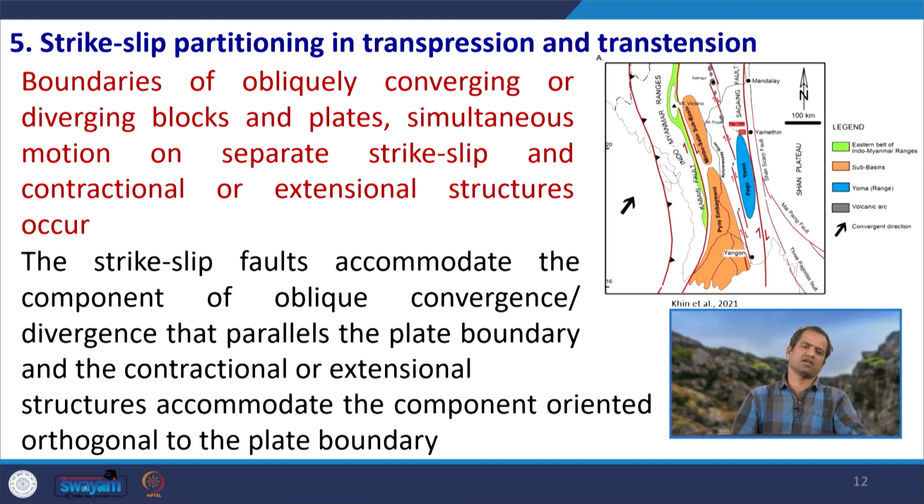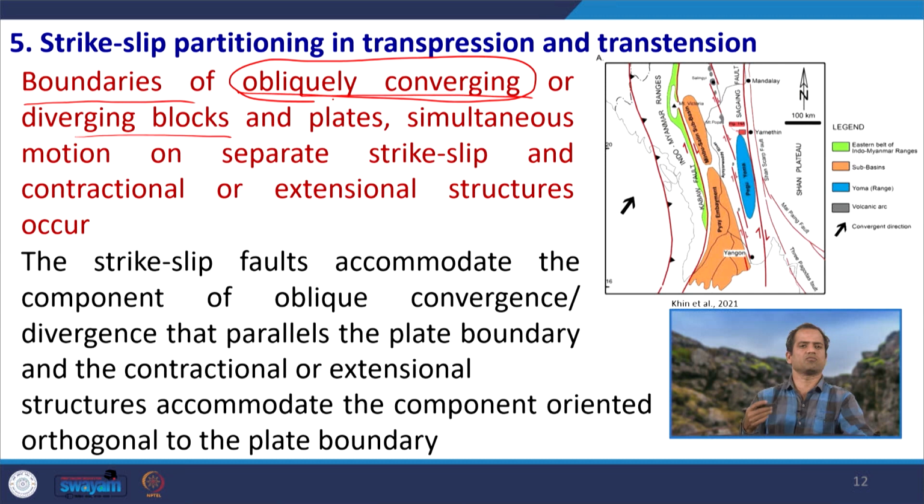But it may be possible that at the same place, these two components are working together. In that case, it is not called strike slip partitioning. So, strike slip partitioning is only possible when these two components are acting at different places. For example, if you see here, at boundaries of obliquely converging or diverging blocks and plates, simultaneous motion on separate strike slip and contractional or extensional structures may occur, because we have already decided this is the oblique slip system. So, an oblique slip system means there will be a strike slip component and there will be a compressional or extensional component.